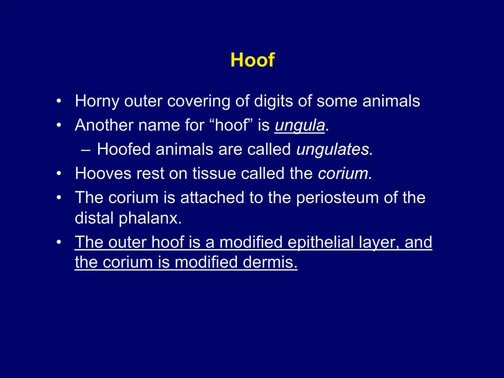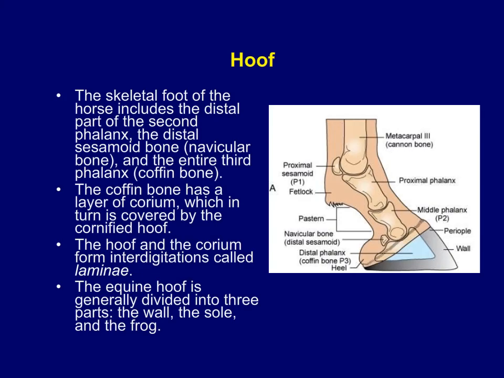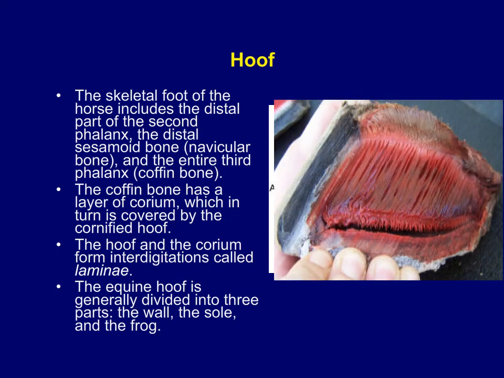The corium is important here because it helps to secure the hoof to the actual periosteum of the distal phalanx. And the distal phalanx of horses, of course, is called a coffin bone. And the coffin bone is connected to the hoof wall, again, via that corium material, which was dermal in origin. And the way in which that corium attaches the hoof wall is through little interdigitations called laminae.